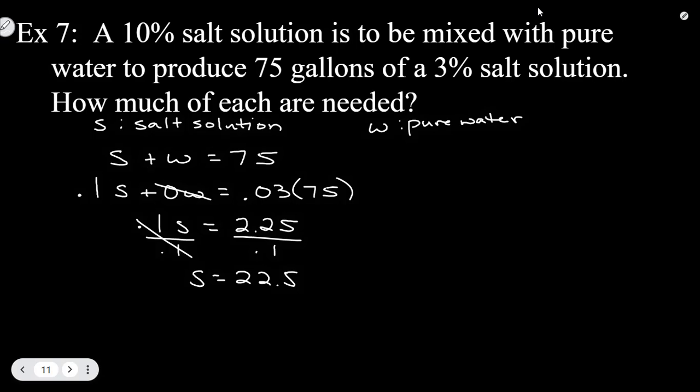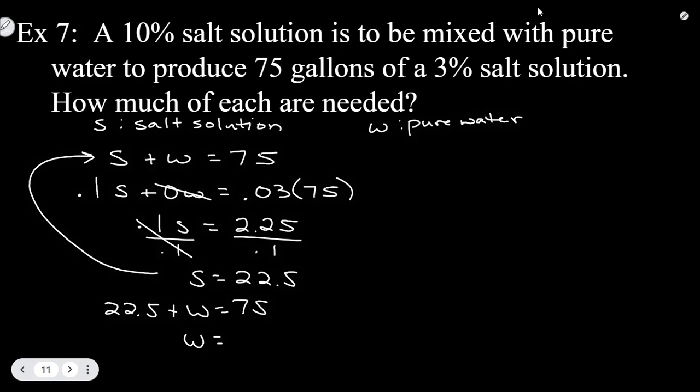Once we have that, we can go back up and figure out what W is, because 22.5 plus W will equal 75, and we subtract, and what do we get for W? 52.5. Now, again, we want to make sure that we answer the question. So the question was asking how much of each?